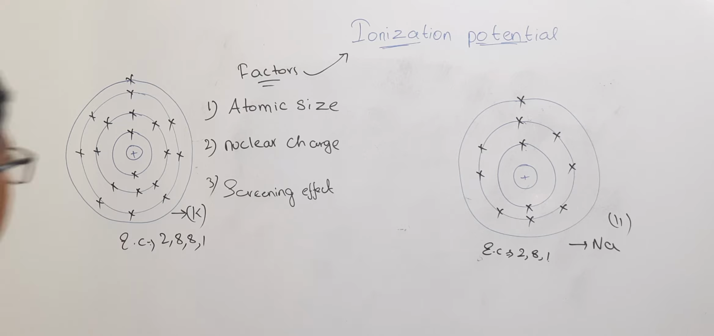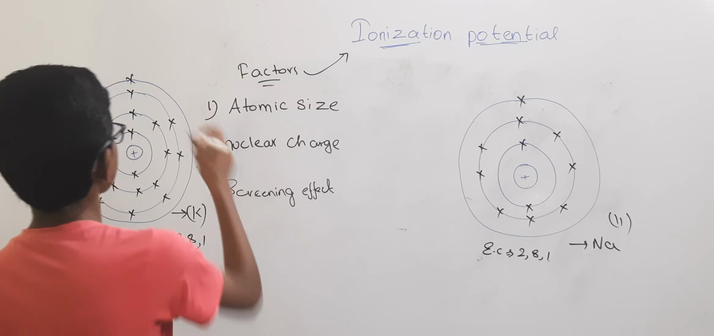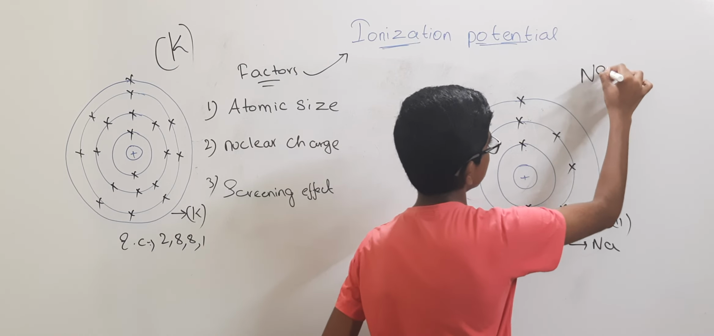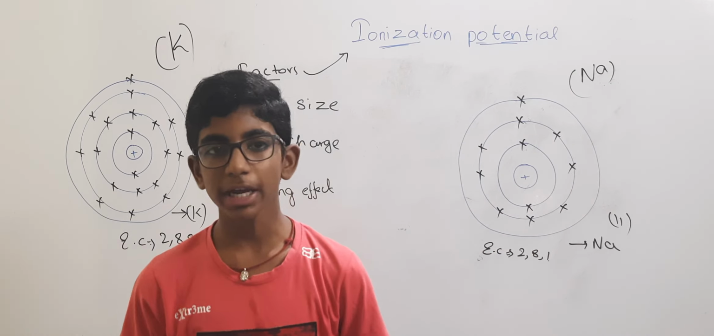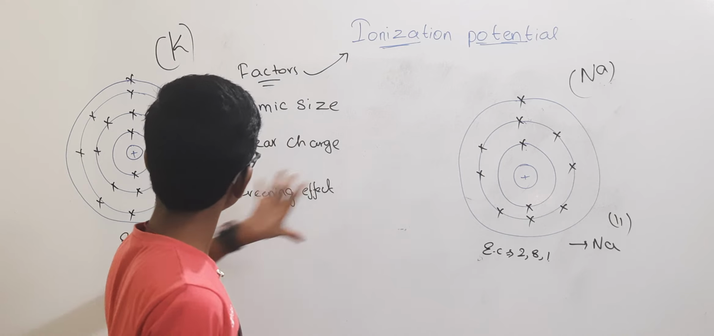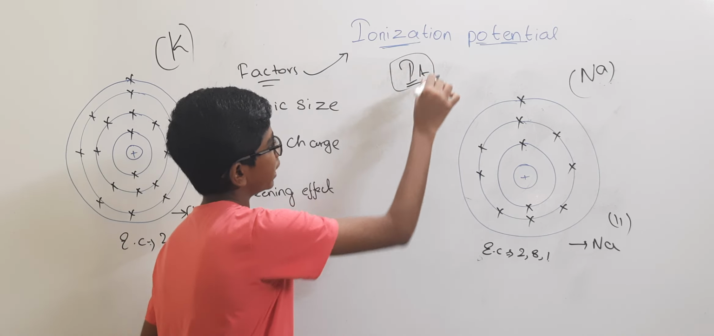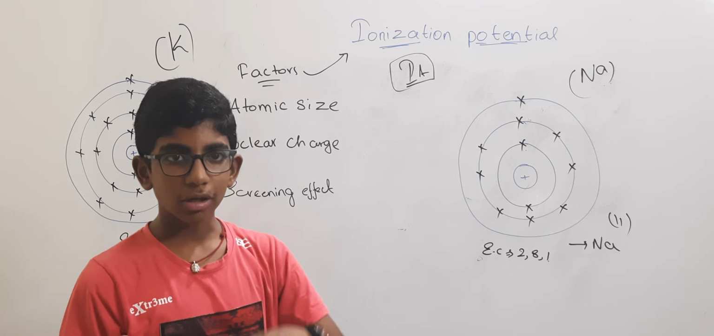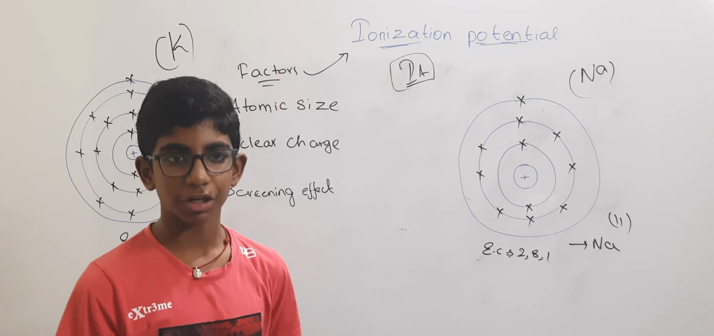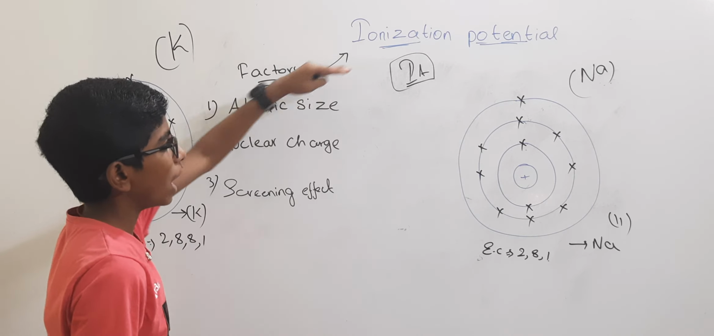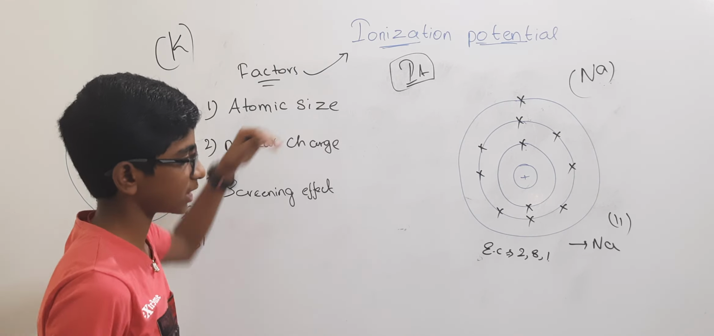Okay, I draw 2 atoms. One is a potassium atom, another one is a sodium atom. Okay, these 2 elements belong to the first group. In groups, the atomic size and the number of shells increase gradually. Okay, now we discuss about atomic size, how ionization potential energy depends on atomic size.